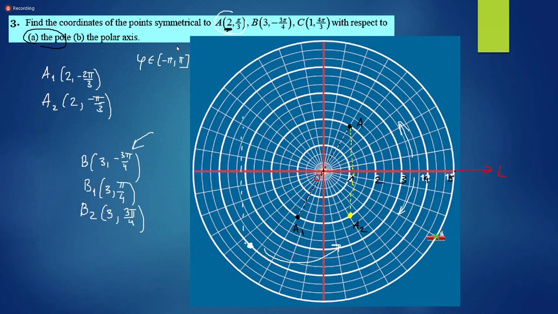But for C, now for C it should be, again, easy enough. So C1, with respect to the pole, we would need to go in the opposite direction. But we have 4 pi over 3. 4 pi over 3, that would be this angle. And with respect to pole, we subtract pi so that we get a negative, 4 pi over 3 is here. So 4 pi over 3 is this angle.